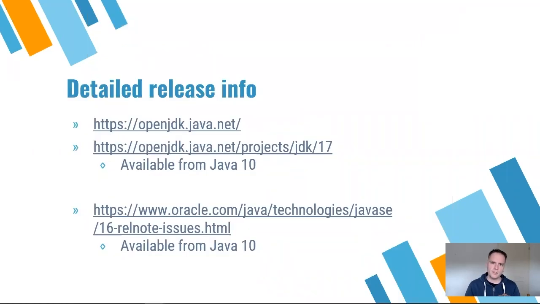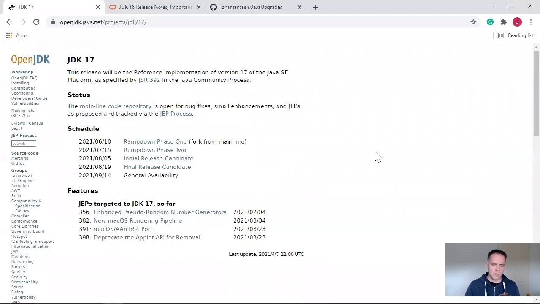Other places where you can get detailed information about new features or removed features inside Java are offered through the OpenJDK website and through the Oracle release note documentation. So let's have a look at that one. If we look at the OpenJDK release notes or the OpenJDK documentation, we can see the various JEPs, the Java enhancement proposals that are being proposed for this version of Java, such as, for instance, the deprecation of the applet API.